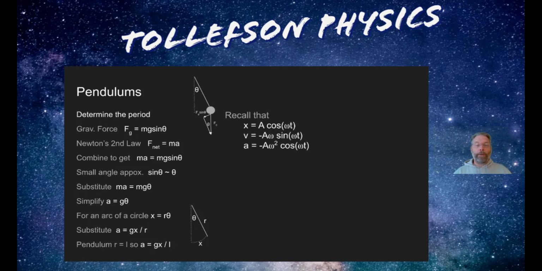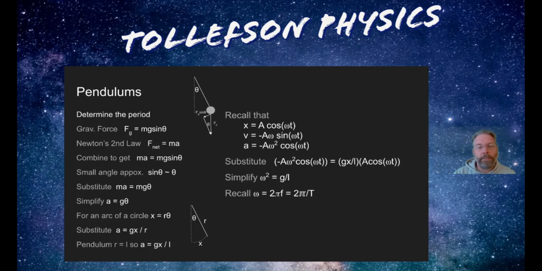Okay, now we go back to what we had done before. We know what the position is based upon time. We know what the acceleration is based upon time. So once again, we're going to substitute those into that equation, and we get something that looks like this. And then we can cancel out functions that are the same on both sides, and we get omega squared equals g over L, something similar to what we got with a spring.